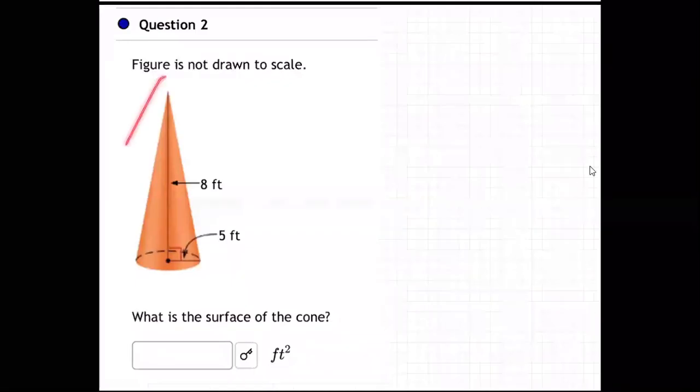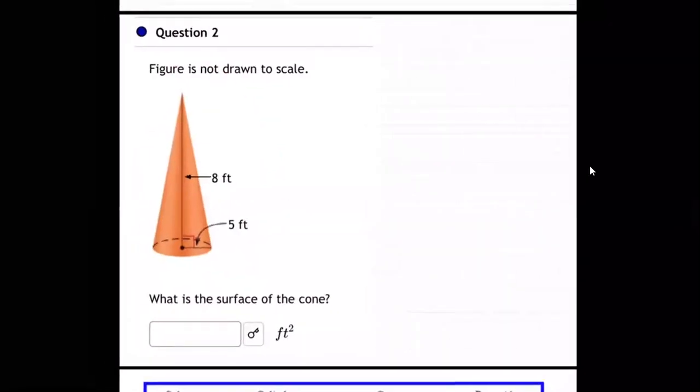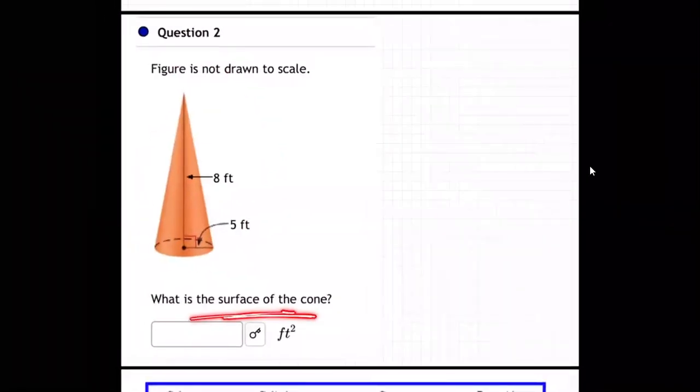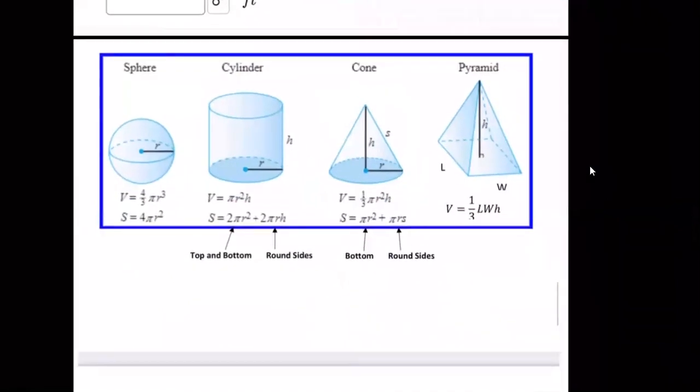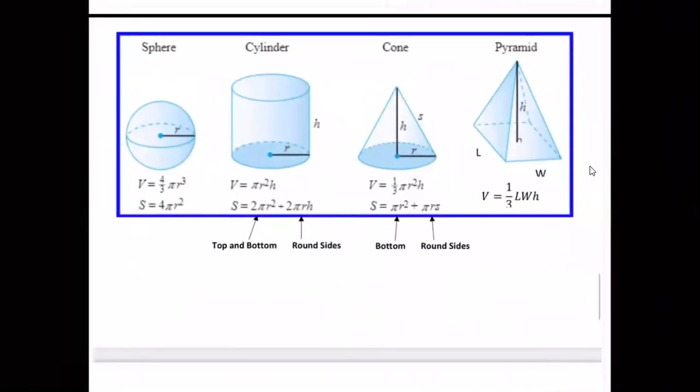So on this one, we've got a cone, kind of a tall, thin cone, and they're asking us what is the surface of the cone, total surface area. Well, let's go to the formula sheet. So here's the exam 3 notes that I gave you, and here's the cone, and here's the volume formula, but we're not doing volume right now. We need this formula, surface area.